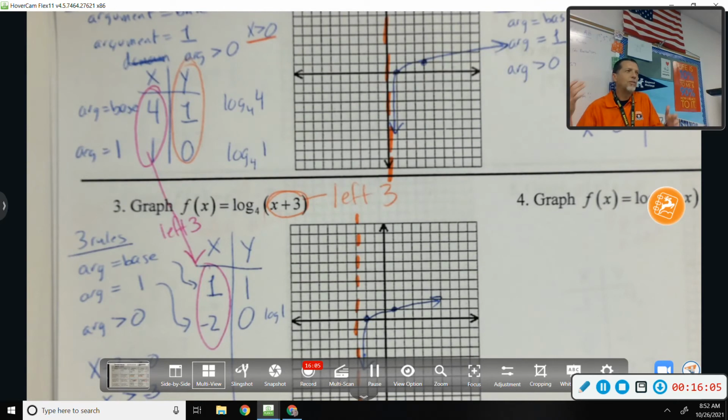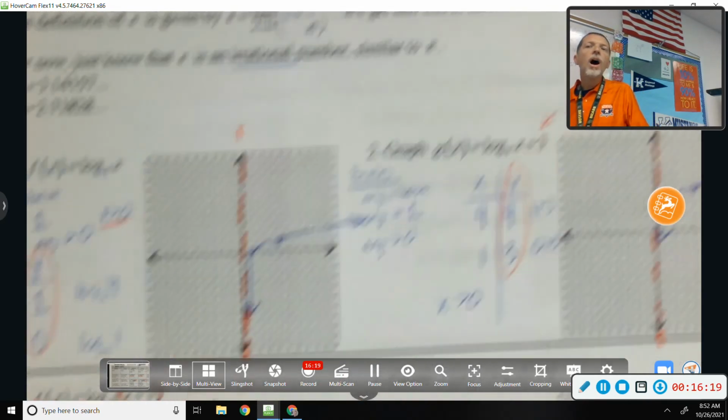So again, you can use parent function stuff that you know really well, or you can use the 3 argument rules. Argument's base, argument's 1, argument is greater than 0. Yes, question. I don't understand why the asymptote couldn't change. That's a really good question.